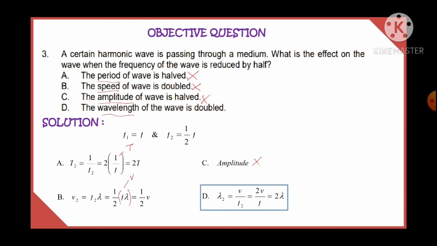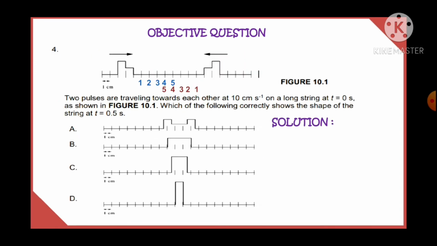So we will see the relationship between the wavelength and the frequency, from the equation v equal to f lambda. So lambda is equal to v over F2. And our F2 is half f. So when we substitute, we get 2v over f. And v over f is the initial wavelength. So we get lambda 2 equal to 2 lambda, meaning that the wavelength of the wave is double. So the answer is D. Is it clear? Okay. Can we go to question number 4? Okay, yes.